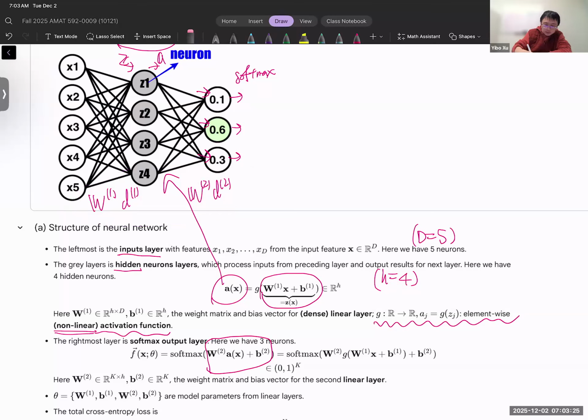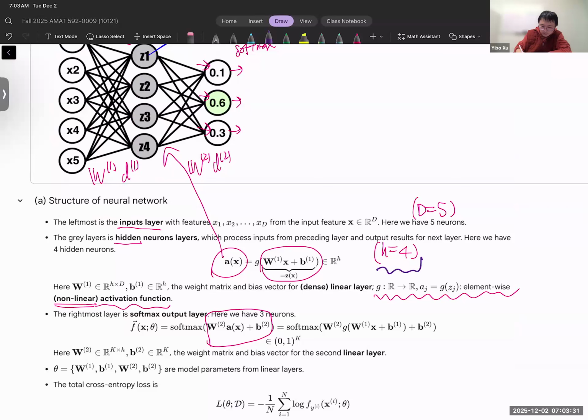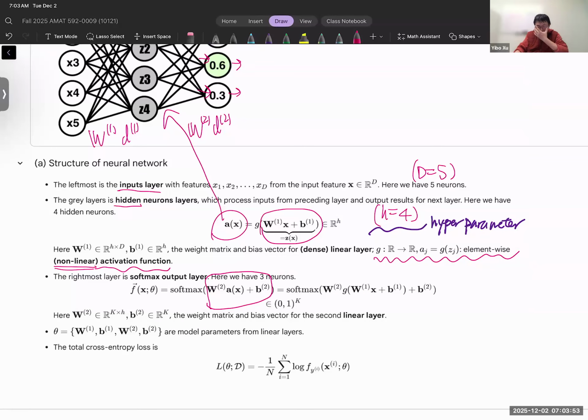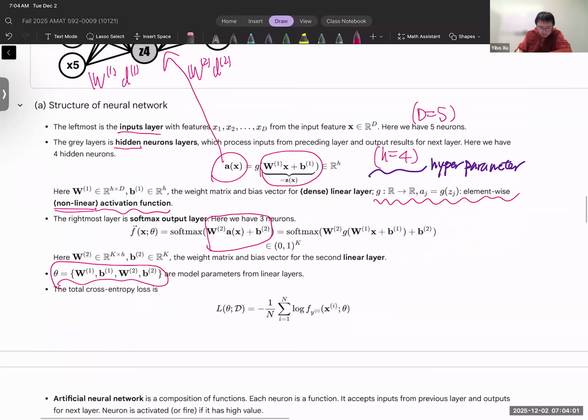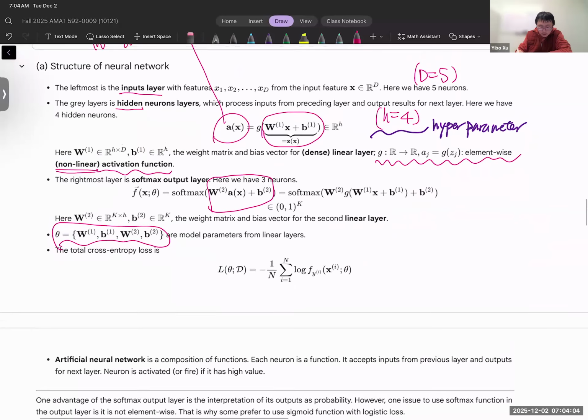So you can say this H is a hyperparameter, but of course, the larger it is, the more it will cover the smaller ones, the special cases. So the hyperparameter. But once that's decided, then the model parameters are just the W and B vectors. So now everything is specified.